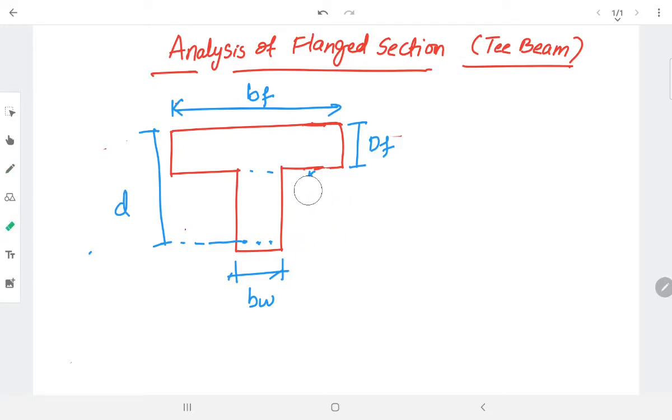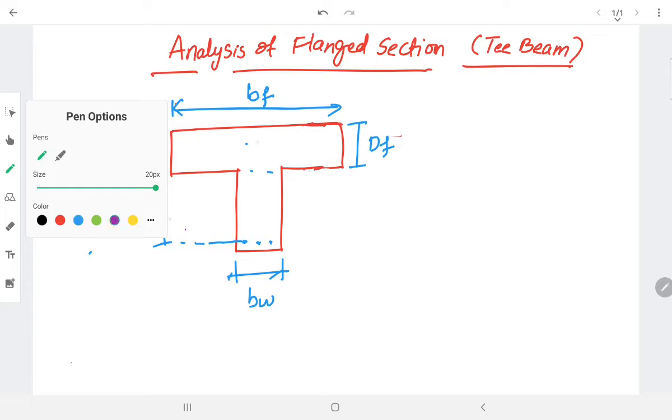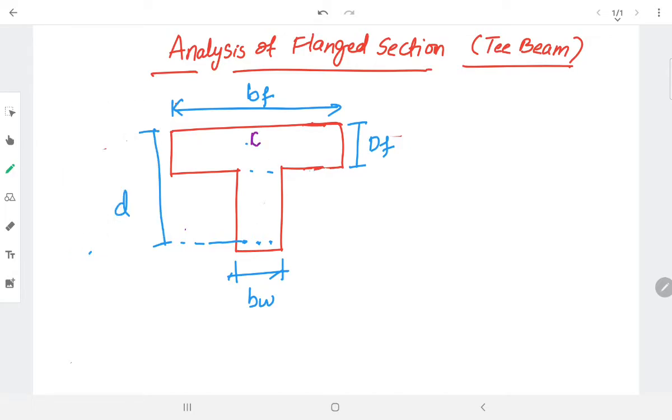So here, these are the parts of the flange section. Here what happens is, because of the top and bottom fibers, I can say these fibers are under compression and this fiber is under tension. Where exactly the neutral axis falls, we don't know.